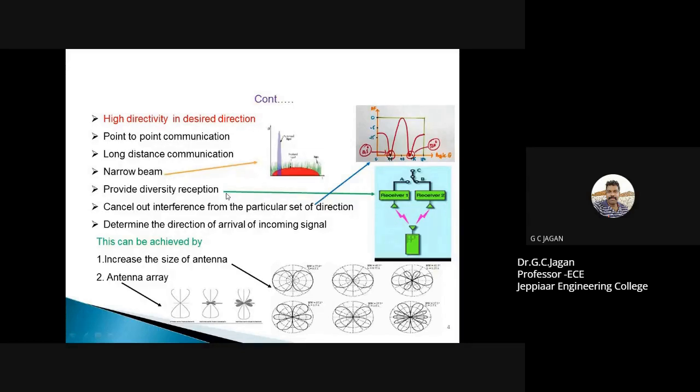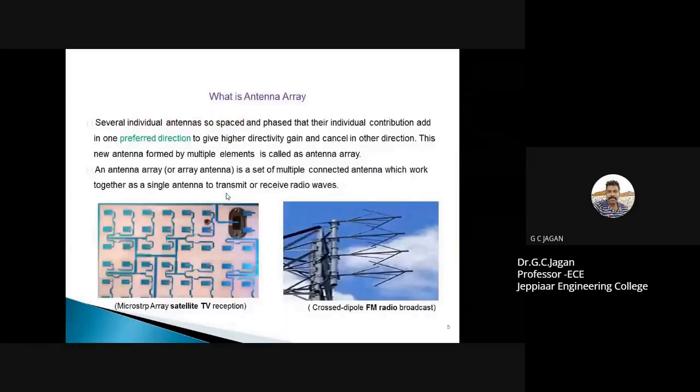So normally we go for array antennas. This is again an example of arrays. In a microstrip satellite receiver, they use an array of microstrip antennas, and they are excited with the source. If it is used in transmitter mode, it will be excited with the source. If it is used in receive mode, each antenna will be connected to the receiver.